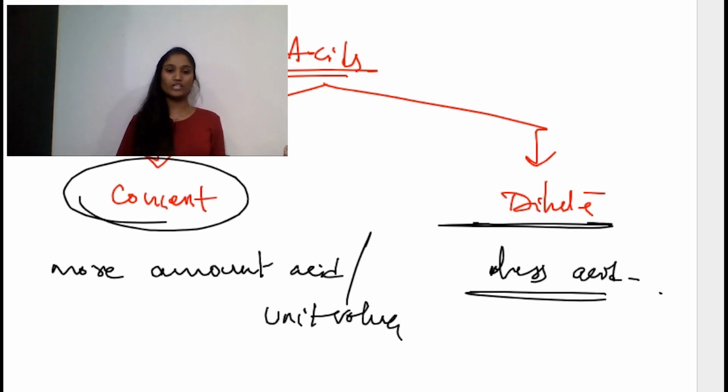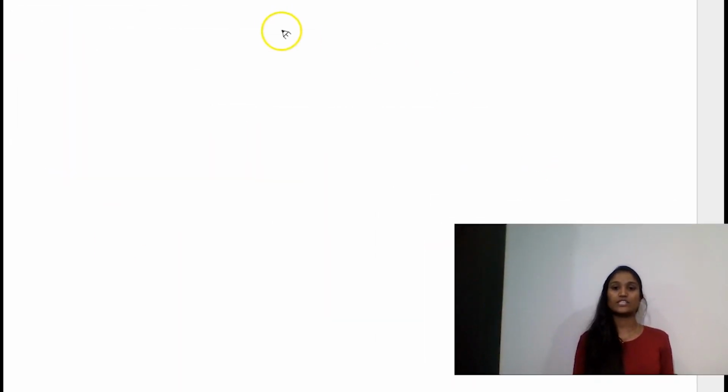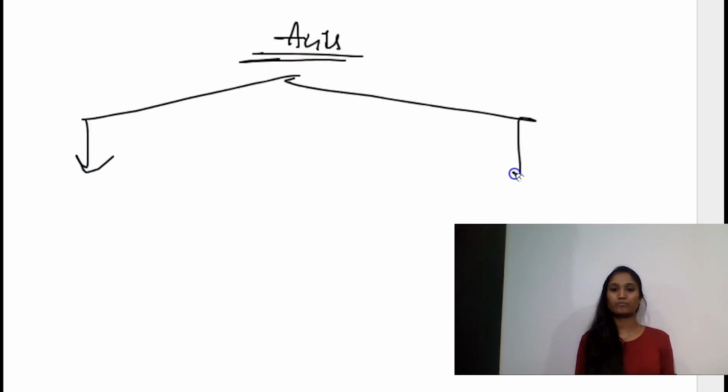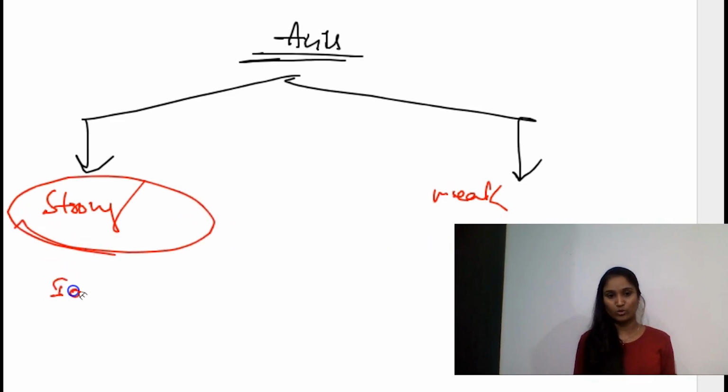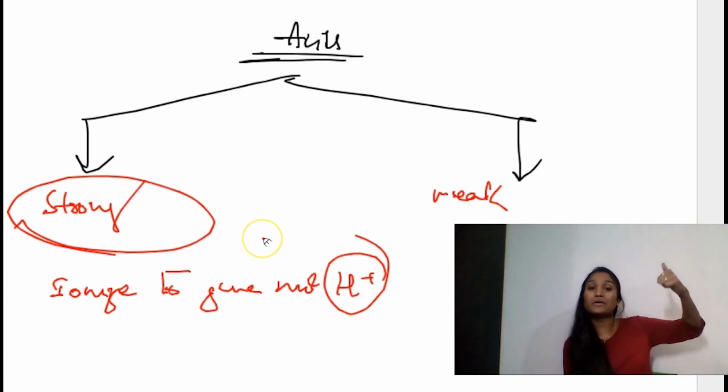But the second classification that we have done says that acids are classified further into 2 types based on how many H plus ions they can give. One is strong acid, other one is a weak acid. This applies to bases also, but I am choosing acids to explain this better. So strong acids are the ones which ionize to give more H plus.